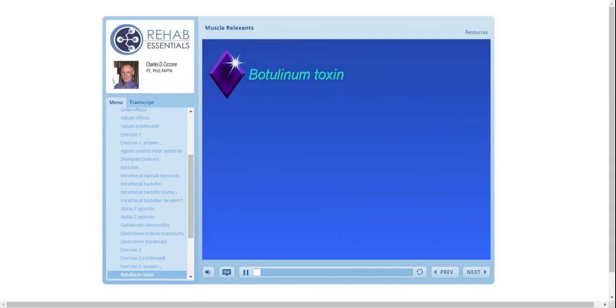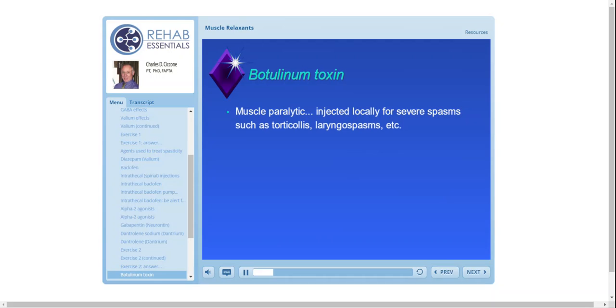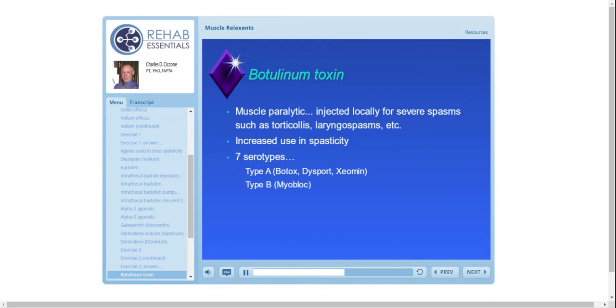Now, our final intervention in this group of antispasticity drugs is botulinum toxin. This is, of course, a neurotoxin that causes paralysis of skeletal muscle. And we wouldn't want to inject this systemically, but it has been injected locally to treat severe spasms such as torticollis or laryngeal spasms, blepharospasms around the eye. So the intervention itself is not new, but we have seen more interest in using this possibly to treat spasticity by injecting it directly into the spastic muscle.